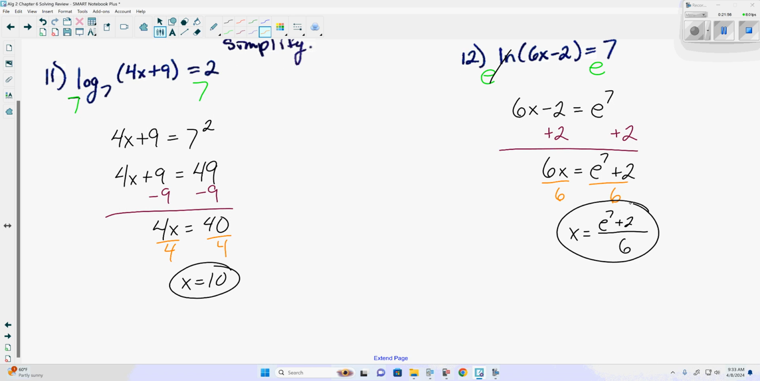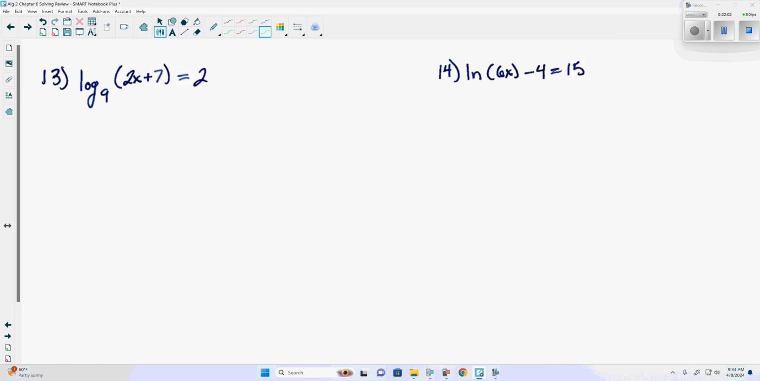$11, we got a nice answer. $12, we did not. E to a power. Leave it. $13: is the log by itself? Well, yes, and there's only one of them, so we can put both sides to the base of 9. So it tells us 2x plus 7 is equal to 9 to the 2nd power, or 81.